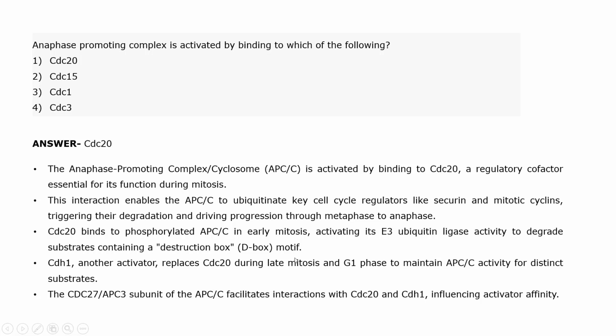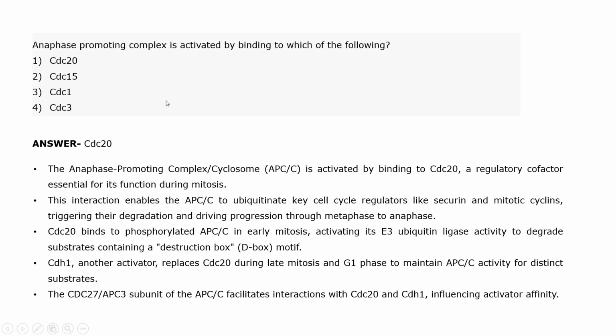So this D box motif is getting polyubiquitinated. Afterwards, because of polyubiquitination, it is recognized by the proteasome and getting degraded. So this is the active function. So these are all some extra points. You can just go through that. I will give you the slides.